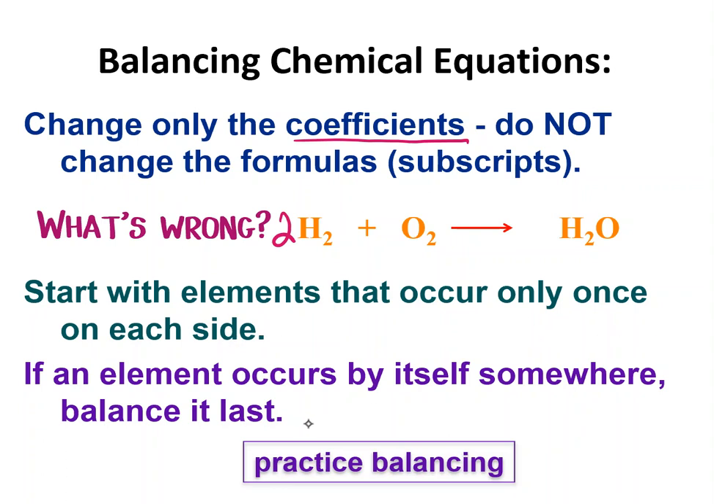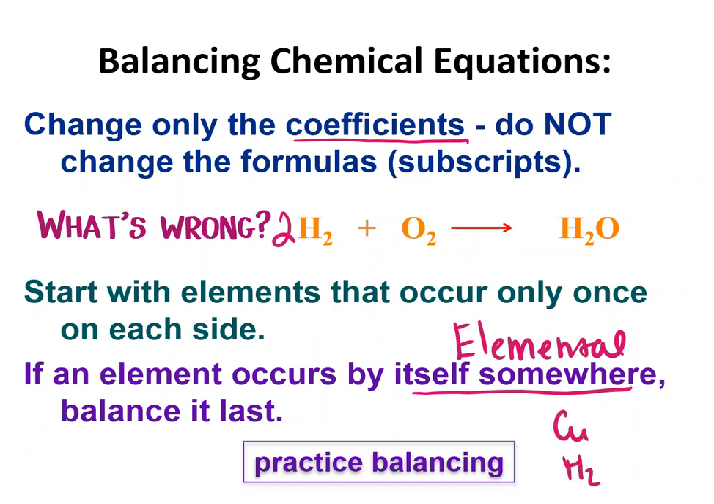And then also if you have an element that occurs by itself somewhere, and by that I mean in an elemental form. In other words, if it's just copper or just hydrogen, that's elemental versus being, like, in a compound. Anyway, save those elements for last because when you balance those, you don't mess up something that you've already balanced.